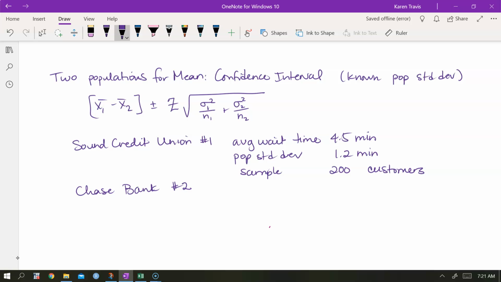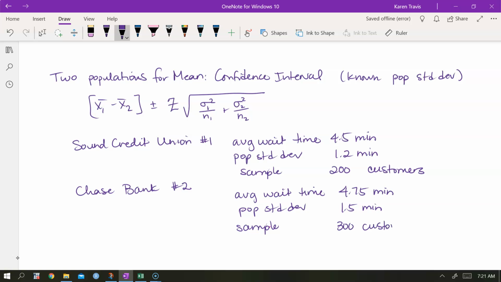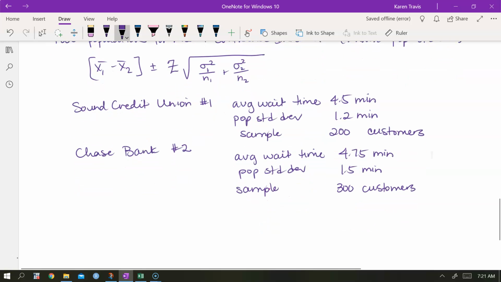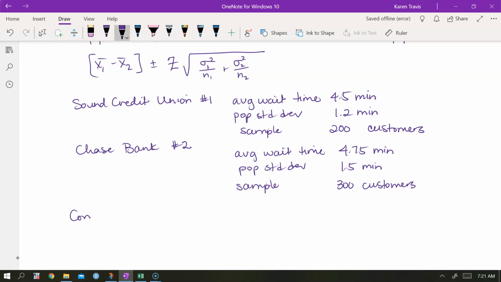For Chase Bank, we'll have average wait time of 4.75 minutes, a population standard deviation of 1.5 minutes, and a sample of 300 customers. And what we'll do is we're going to make a 97% confidence interval for the difference in means.